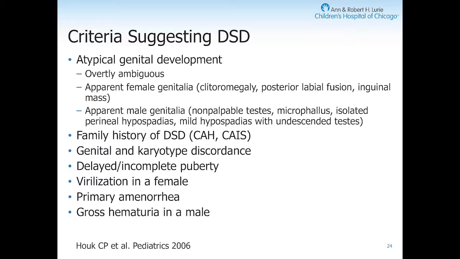Things like that. Then there are situations that come up later, like I had mentioned, where there might be delayed or incomplete puberty, or a girl might start having signs of a lot of testosterone exposure. Maybe a girl doesn't start her period, or maybe there's a boy that starts having what looks like blood in his urine, but it could actually be menstruation if there's actually a uterus that's still present.